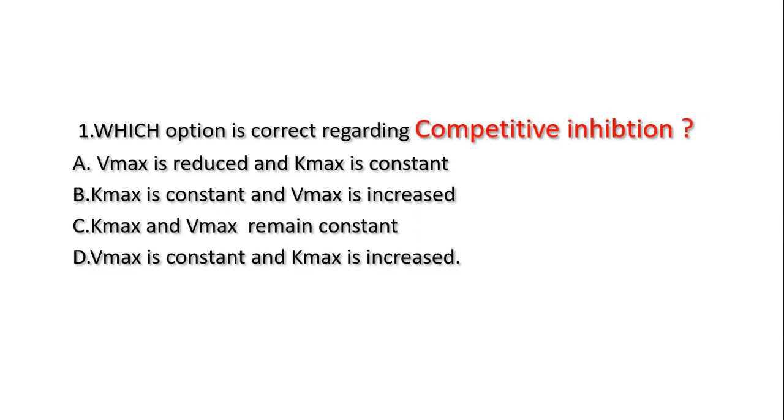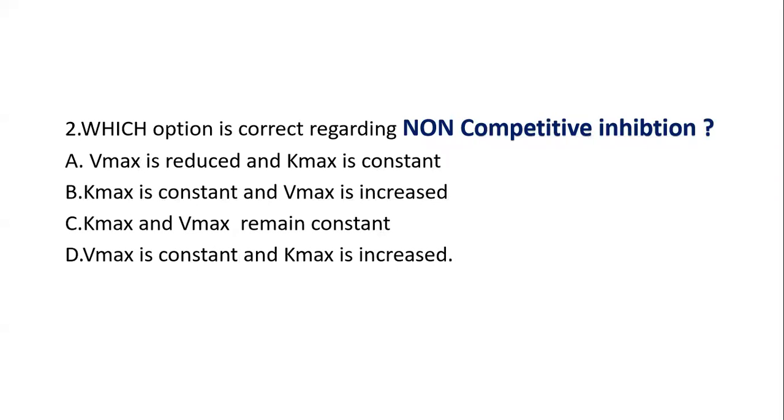Just these options are so confusing, and in exam we have so much pressure, and we should be able to find out the correct option within a minute, right? So, see one more question. Which option is correct regarding non-competitive inhibition?